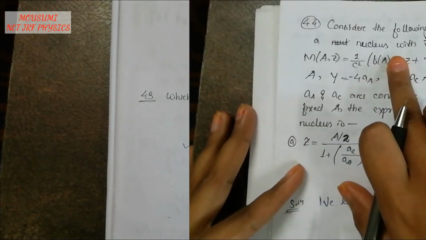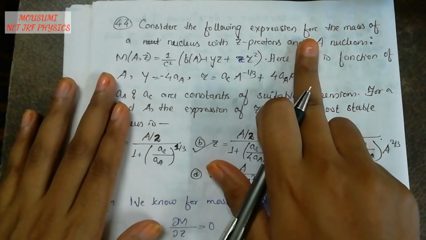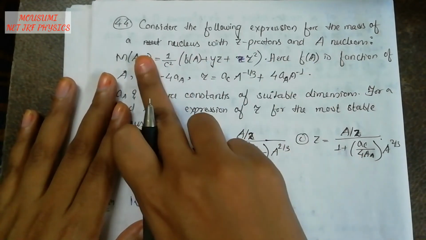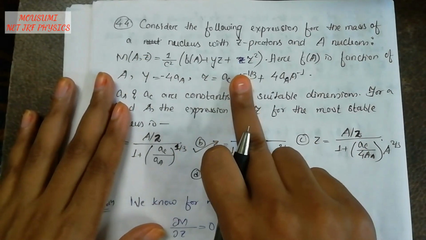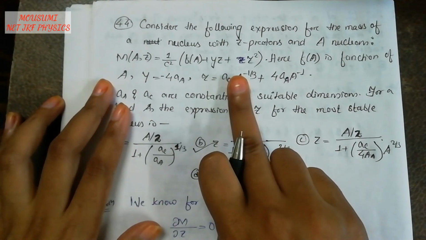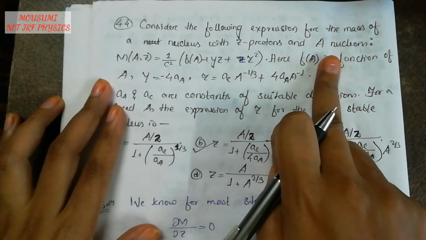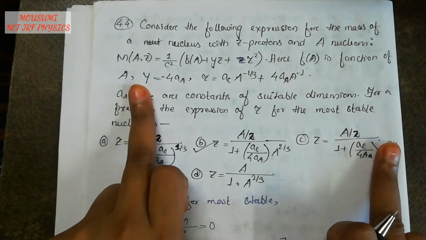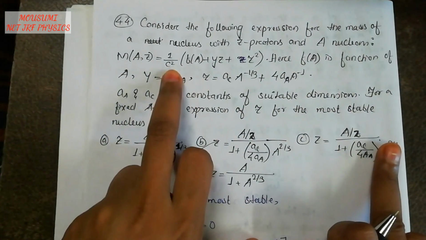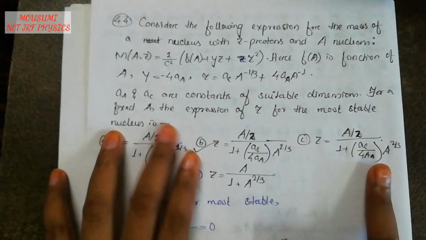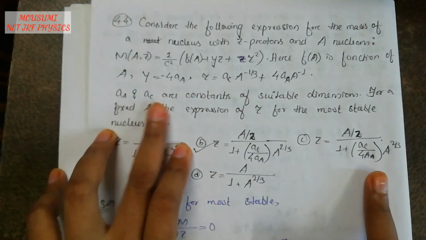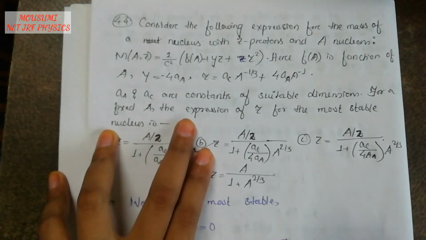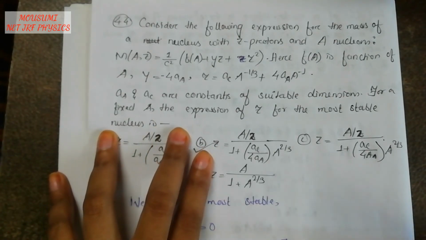Now let's come to the next question. We have to consider the following expression for the mass of a nucleus with Z protons and A nucleons. So this is the expression for the mass of a nucleus with Z protons and A nucleons. F of A is a function of A, Y is equal to this, Z is equal to this. Here A and AC are constants of suitable dimension, and for a fixed A, the expression of Z for the most stable nucleus is what?